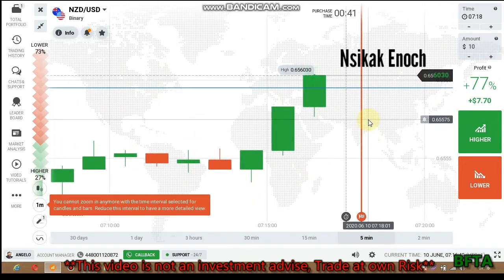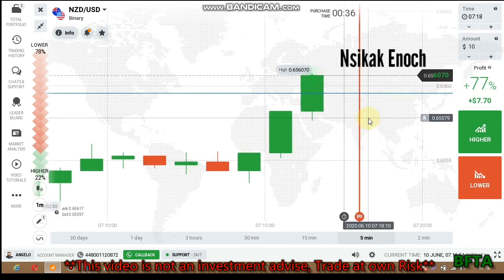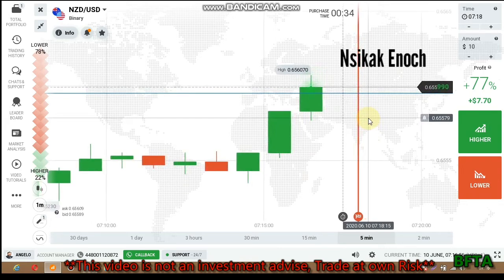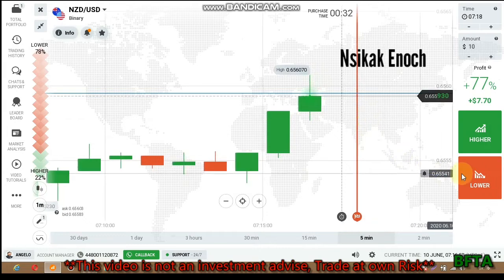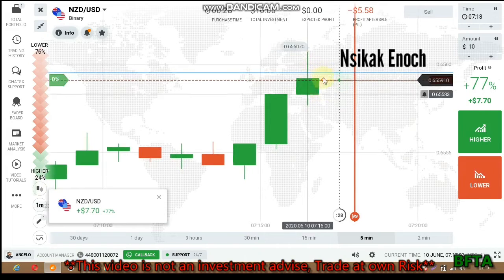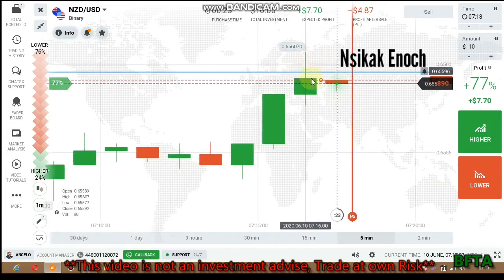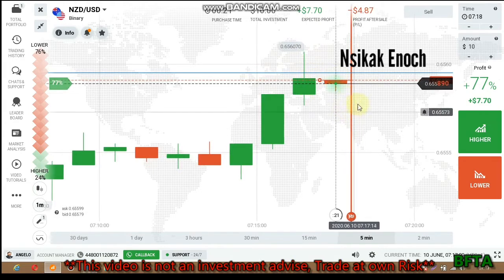One last trade. So I'm going to place put option. I place put option because the buyers are now weak, and this is sellers area. Rejection also from sellers, so we should expect a seller's entry.